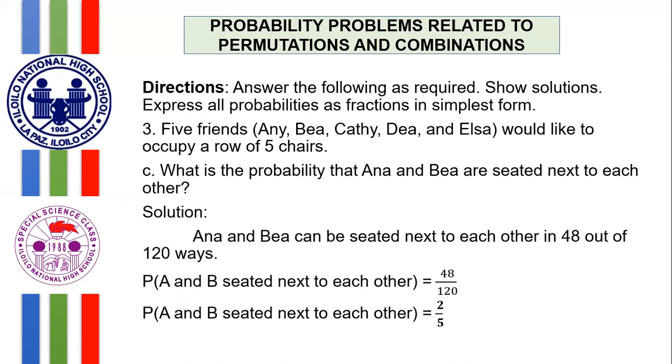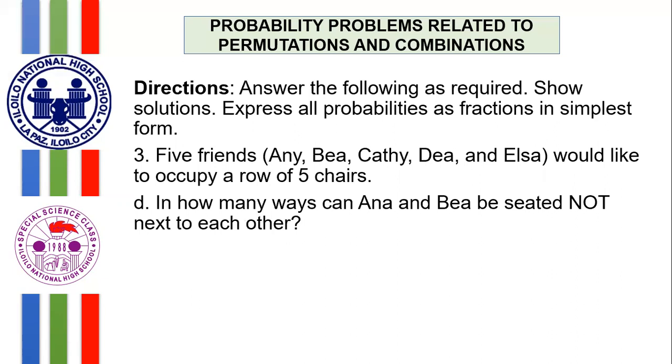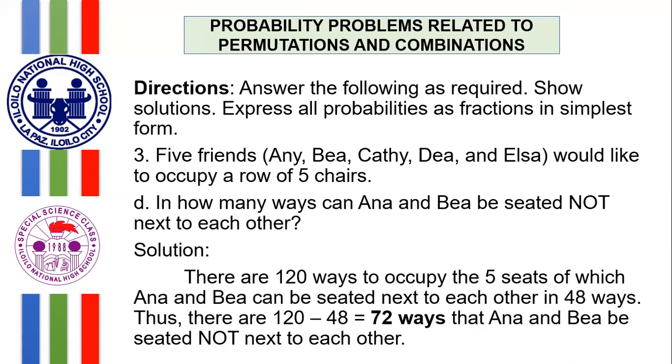Let's have letter D. How about, in how many ways can Ana and Bea be seated not next to each other? In letter C, next to each other. But for letter D, not next to each other. So to do this, there are 120 ways to occupy the 5 seats, of which Ana and Bea can be seated next to each other in 48 ways, based on our solutions in A and B. Thus, to determine the ways that they are not seated next to each other, we have to subtract. There are 120 minus 48, or 72 ways that Ana and Bea can be seated not next to each other.